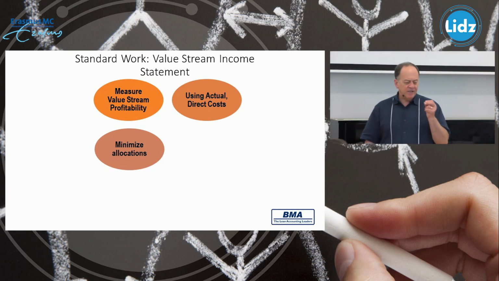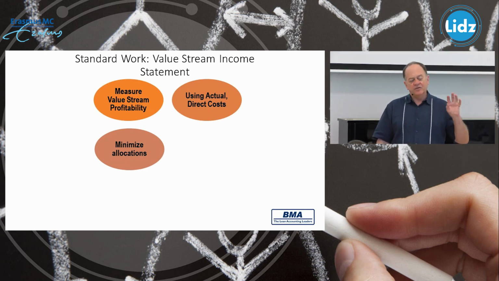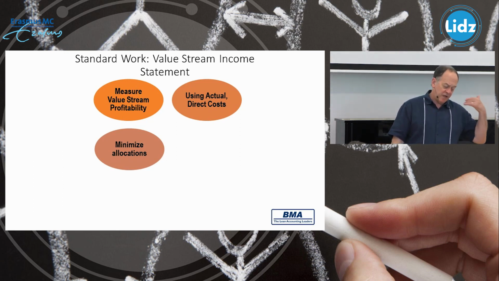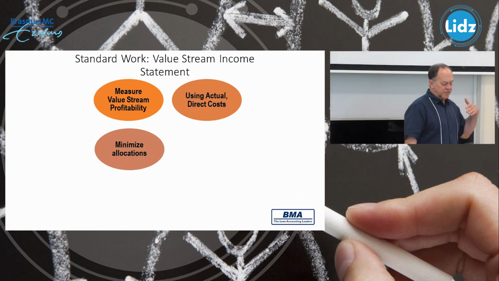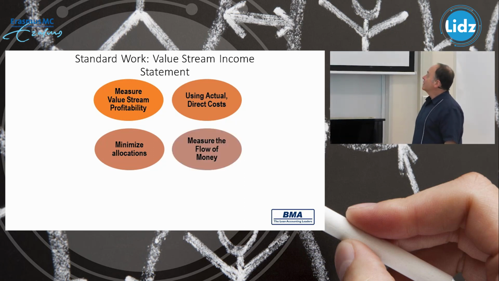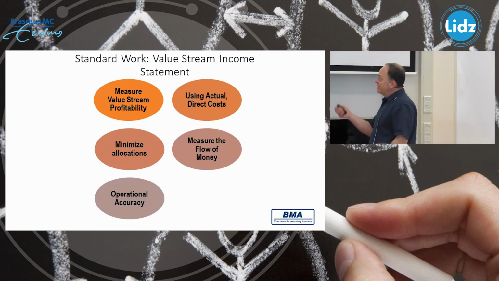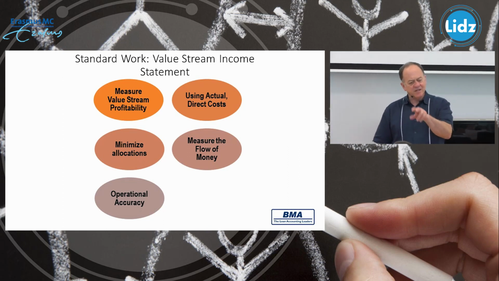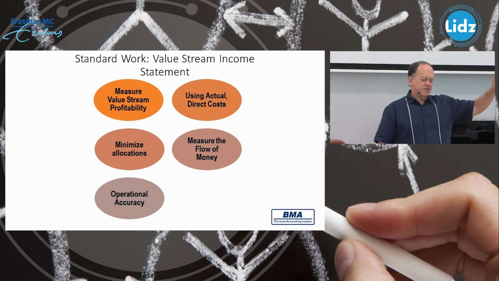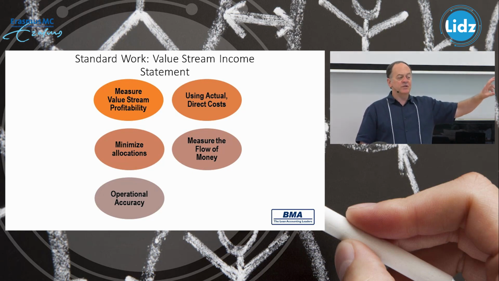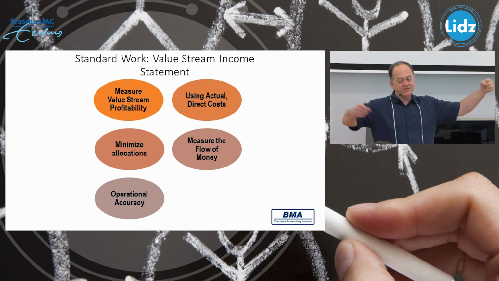If we have to allocate some costs into the income statement to understand profitability, I'll show you a few cases of when you might do this. We want to keep the allocation simple and easy. We're measuring the flow of money. We're seeking operational accuracy inside the business, versus when we do our financial reporting, it's accuracy towards the accounting rules and regulations. There's a difference.